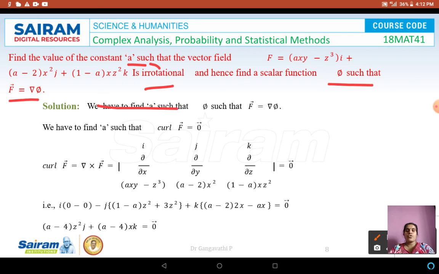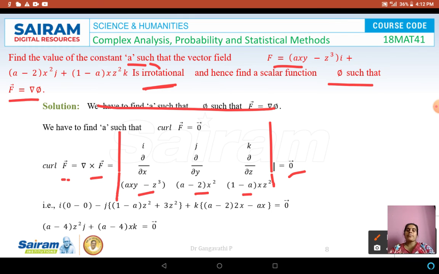So now to find constant a, we have to see that the given vector f is an irrotational vector. Given vector f is irrotational, it means that curl of that vector is 0. So let us write that curl of f, which is del cross f, which is the determinant with i, j, k, dou by dou x, dou by dou y, dou by dou z, and the i component, j component and k component of vector f, and it is given as 0 because it is irrotational. Irrotational means curl of f is 0.